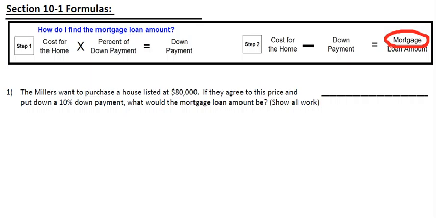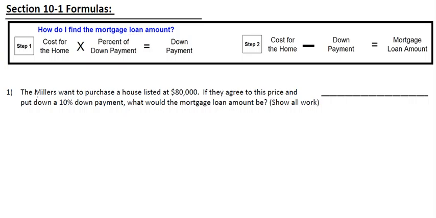Now, when you go to get a mortgage, you're borrowing a lot of money. Sometimes people put down a down payment. A down payment is some cash that they put down up front to help bring down the cost of their loan, or in this case, the cost of their mortgage. As we go through this example, we're going to be using these two steps, Step 1 and Step 2, in order to find the actual amount that someone will borrow for a mortgage to buy a house. So with that being said, let's get rolling, and let's take a look at problem number 1.